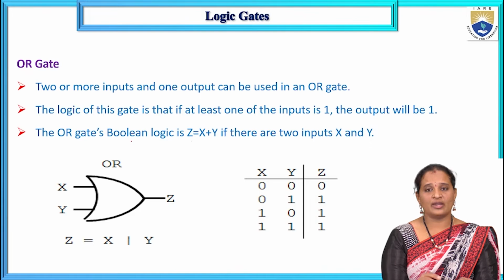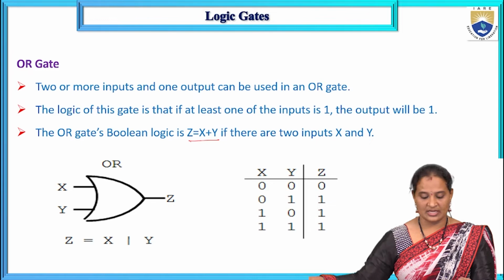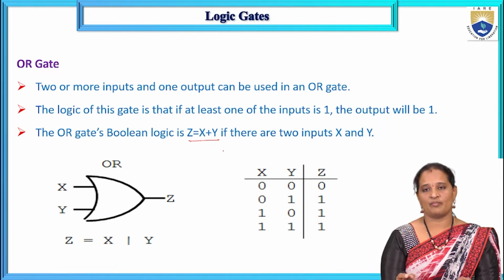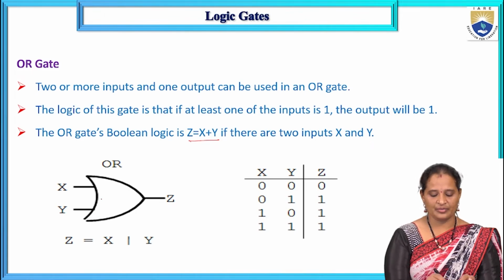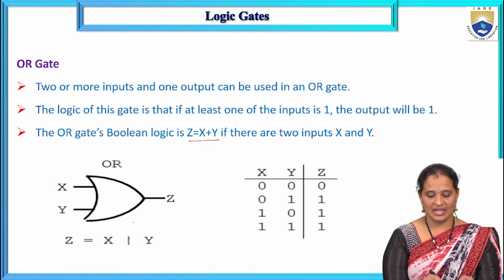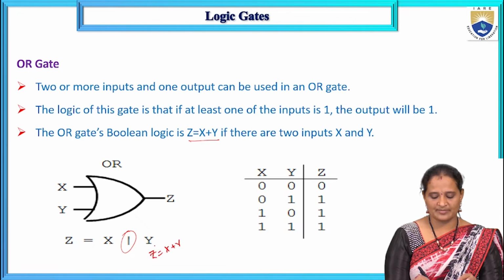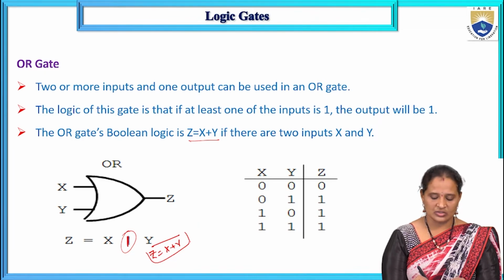Next, the OR gate's Boolean function is given by Z is equal to X plus Y, where X and Y are the inputs, and plus represents the OR operation, that is the logical OR operator. And this is the symbol here. This is a 2 input OR gate, X, Y and Z. This symbol is to represent logical OR, but always we represent Z is equal to X plus Y. That is nothing but addition here.